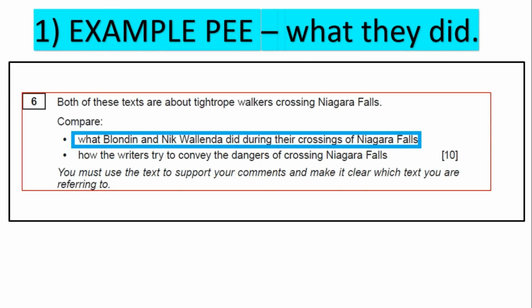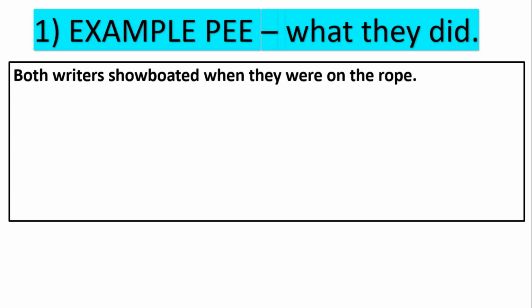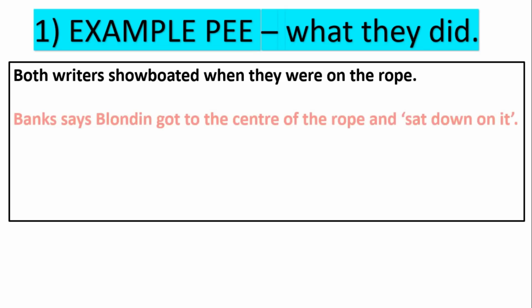So let's look at a number 1 example PE. We're going to look at just the first bullet point, which is what Blondin and Nick Wallenda did during the crossings of Niagara Falls. So I'm going to do one PE just on what they did. Both writers showboated. My point is that both writers said that the people showboated, that both of them performed a little bit when they were on the tightrope. So I said both have said that.